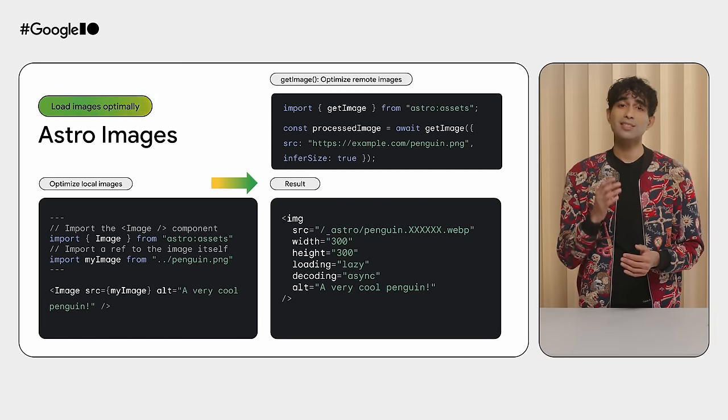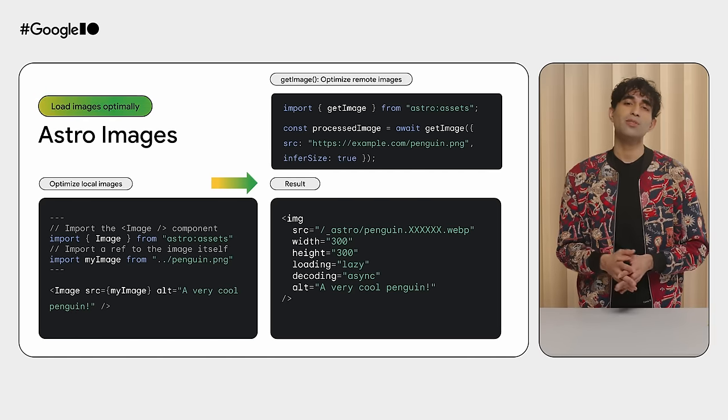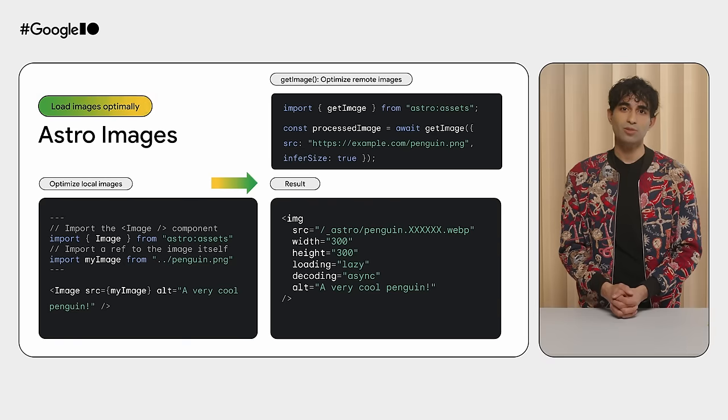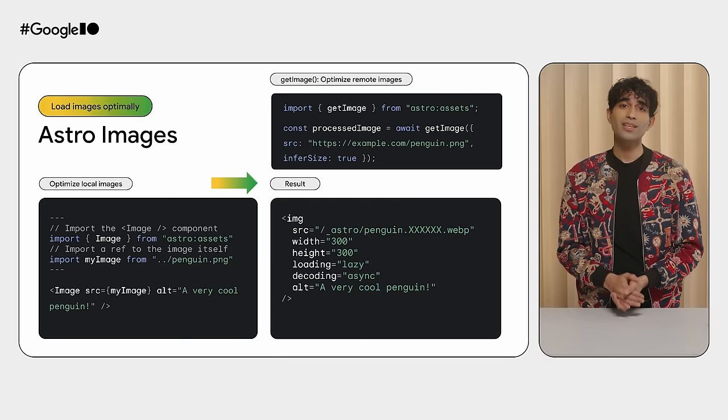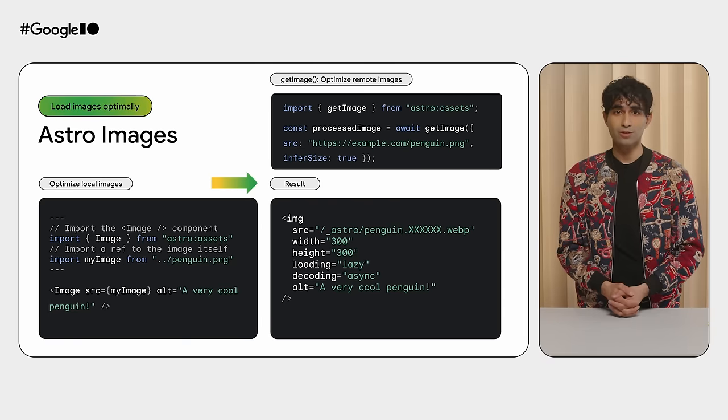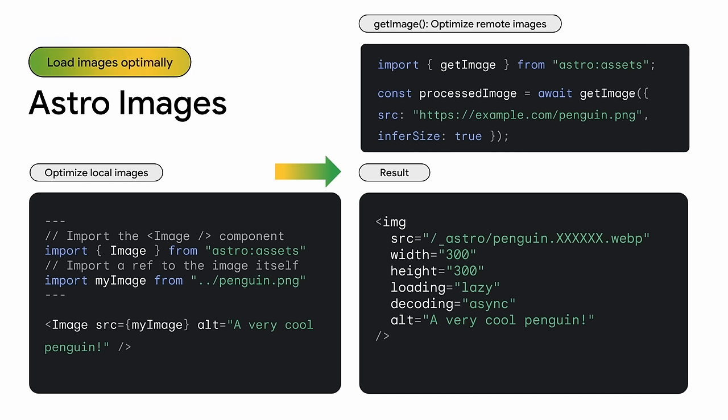The output is a simple image element with the optimized image source and all the necessary attributes, ensuring that your images load quickly and efficiently without causing layout shifts. In addition to the image component, Astro also provides the getImage function for more advanced use cases.